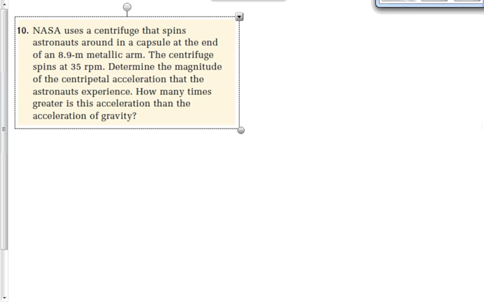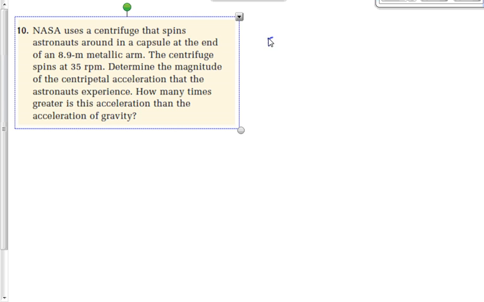One more question to go over here. Number 10: NASA uses a centrifuge that spins astronauts in a capsule at the end of an 8.9 meter metallic arm. The centrifuge spins at 35 RPMs. What's RPM mean, by the way? Rotations per minute or revolutions per minute. Determine the magnitude of the centripetal acceleration that the astronauts experience and how many times greater this is than the acceleration due to gravity. So how many G's is it, right? That's what they're asking in the second question.